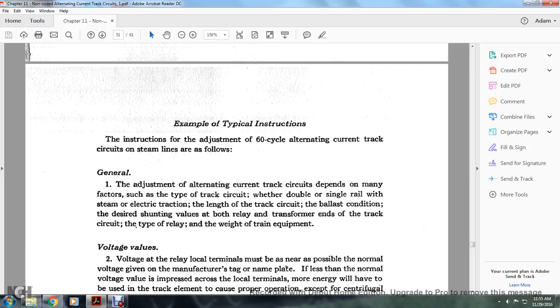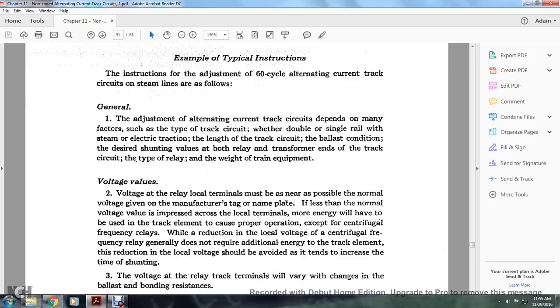the type of the track circuit, with double and single rail, with the seam, electrical traction, length of the track circuit, the ballast condition, the desired shunt bed of the relay, the transformer ends of the track circuit, the type of the relay, and the weight of the train equipment. 2. The voltage value. The voltage at the relay local terminals must be as nearly normal as possible.